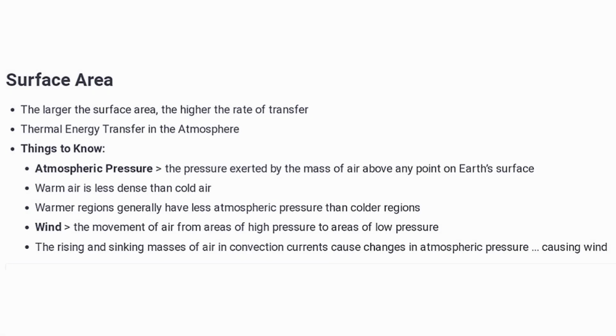Also, know about the surface area. The larger the surface area, the higher the rate of transfer. Thermal energy transfer in the atmosphere. Things to know. What is atmospheric pressure? The pressure exerted by the mass of air above any point on Earth's surface. Warm air is less dense than cool air. Warmer regions generally have lower atmospheric pressure than colder regions. Wind is the movement of air from areas of higher pressure to areas of lower pressure. The rising and sinking masses of air in convection currents cause changes in atmospheric pressure, causing wind.